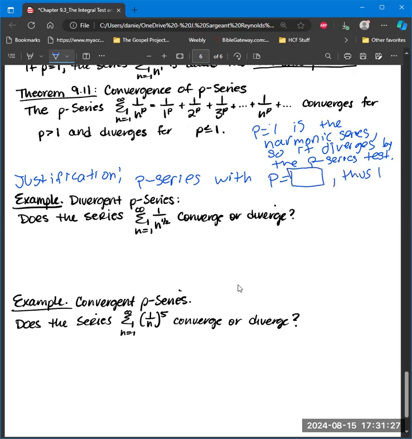Thus, the series, pick whether it converges or diverges by the P series test. Not going to make you know a theorem number. All right.